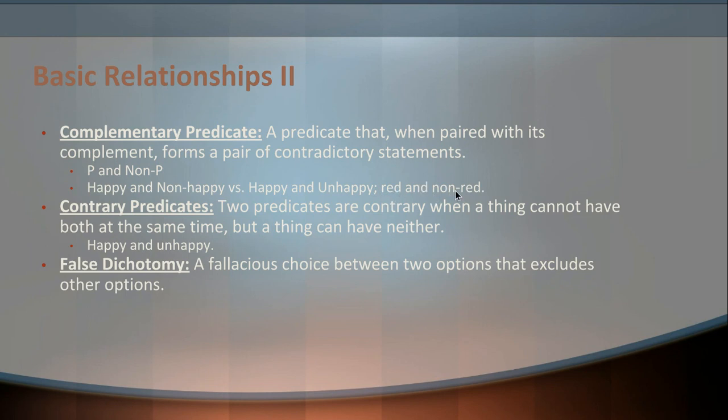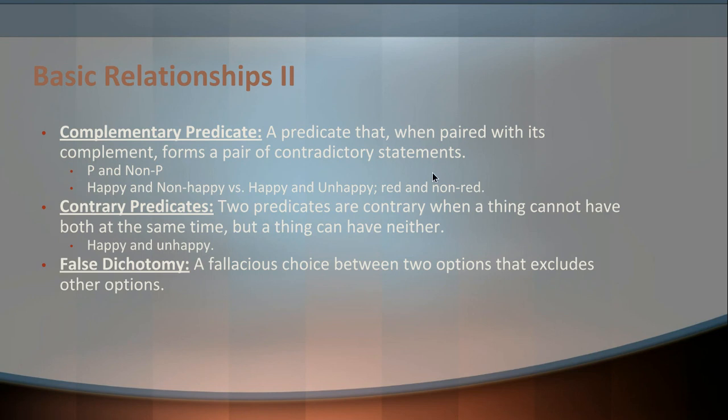I think with other predicates, this is even easier to see. Take red and not red, or non red. These two are complementary predicates. If we pair these together, we can make contradictory statements. It's the statement that something is red and something is not red. These two are contradictory statements. They must have opposite truth values.